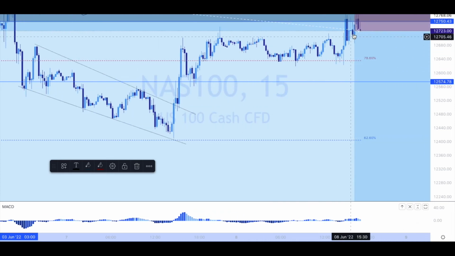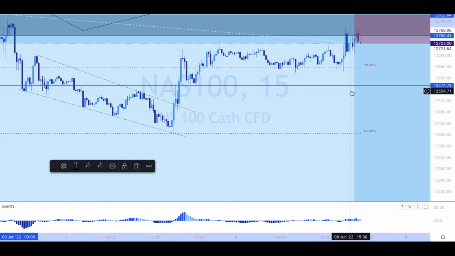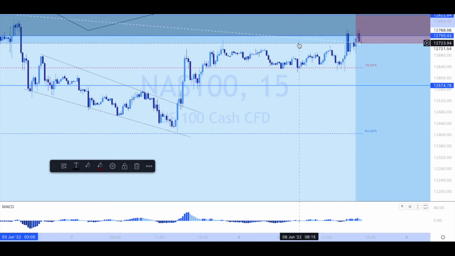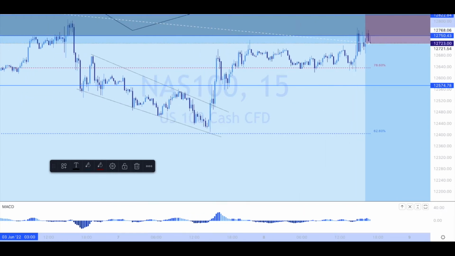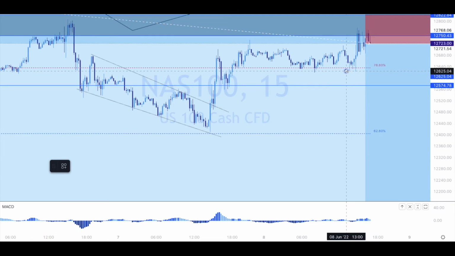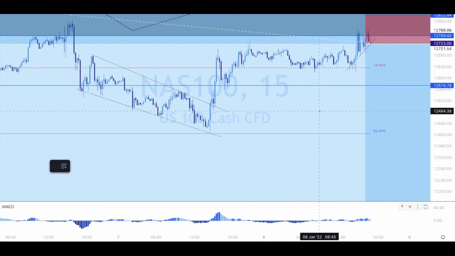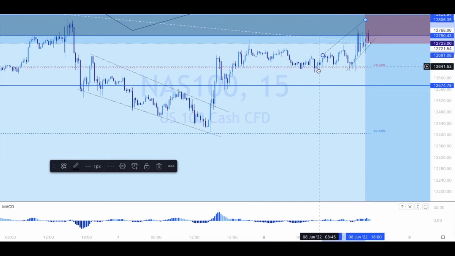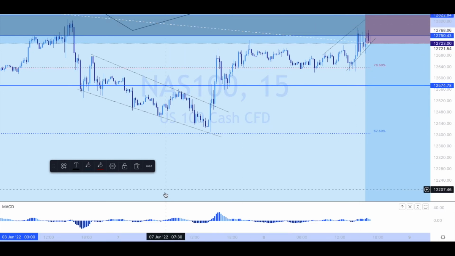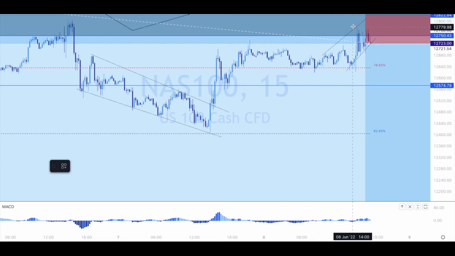Okay, so I put in a sell at this level because I saw what I was looking for. Wait, I didn't mean to do that. Let's get it back. So this move, I saw this over here, right? Hence why I was happy to put in a sell. And not only that, it started to level off, about here.